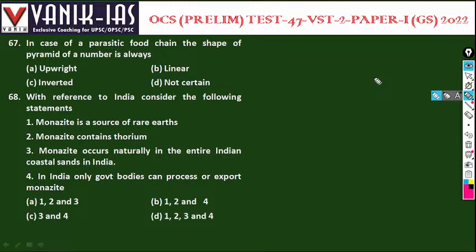In the case of a parasitic food chain, is the shape of the pyramid of numbers always upright, always inverted, or linear? It is always inverted. See, the parasitic food chain is always inverted. The water ecosystem is also like that.